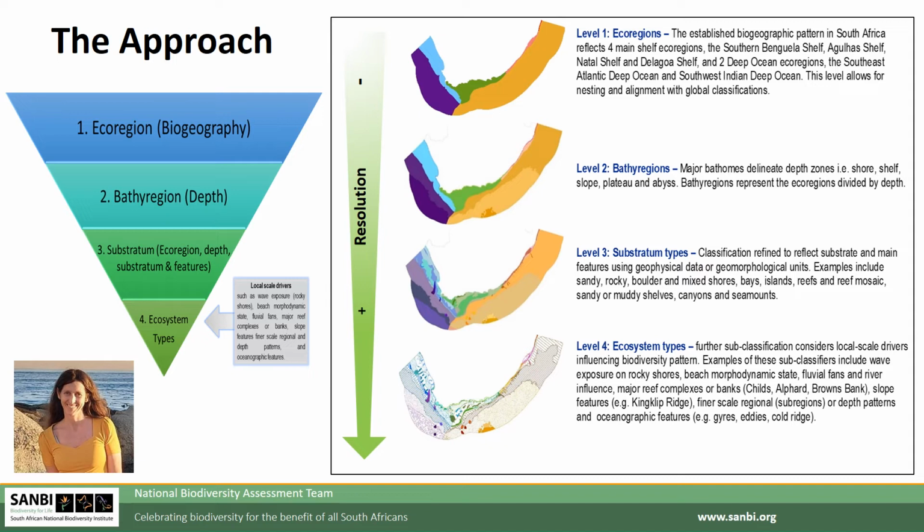So for example, on rocky shores, wave exposure is a key driver of biodiversity pattern, and on sandy beaches, the beach morphodynamic state is important. On the shelf, river input can be a key driver. But there's a range of features that we've included at that finer scale in our classification, and it's really valuable to be able to have the value of a hierarchical approach where you can nest these different elements.